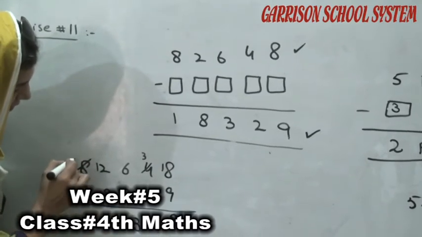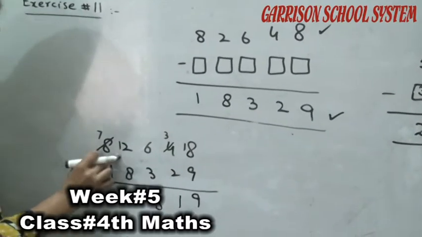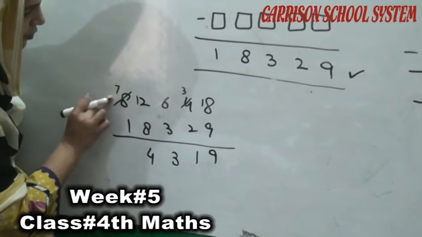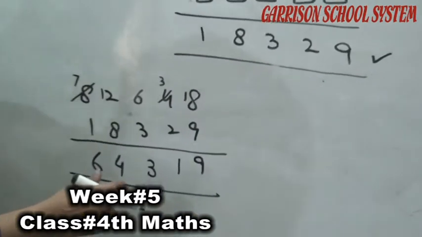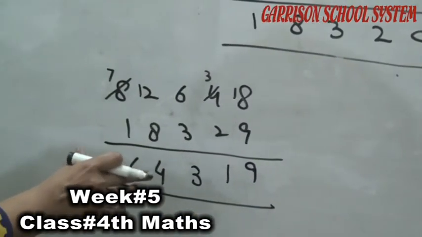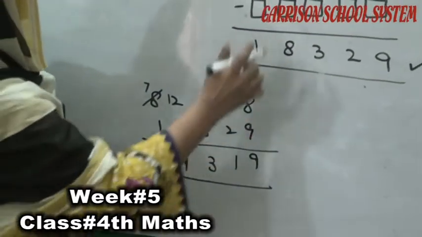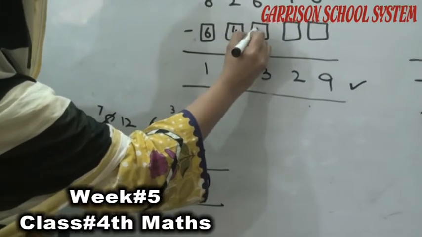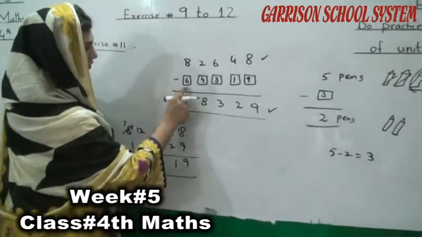Again we will carry, again we will take a carry from 8. Here will be 7, 12. 8 from 12, 4, and 1 from 7, here will be 6. So this will be the actual number that will be here. Okay, 6, 4, 3, 1, 9.